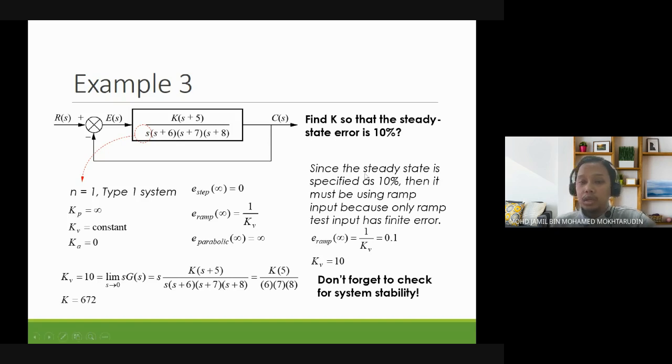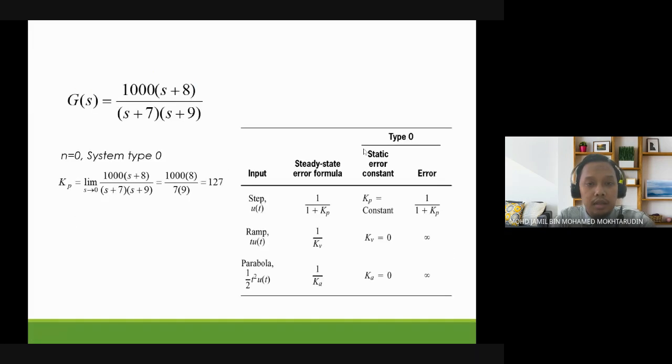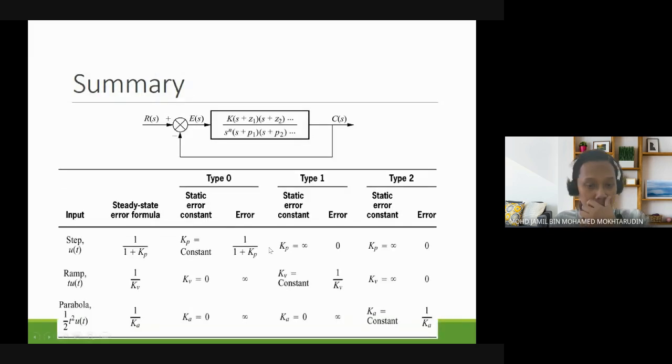Okay, so what I want you to do now is to remember this table, the table that I mentioned about the different types. Please understand this table so that later in chapter number 5, we will use this again. Okay. Yes, any questions?